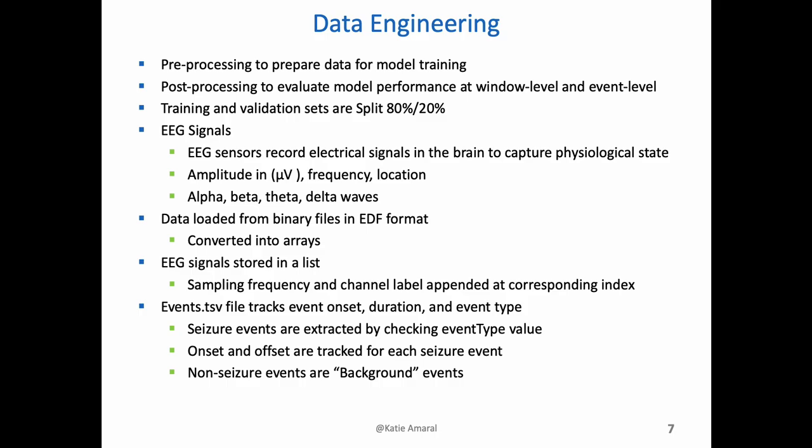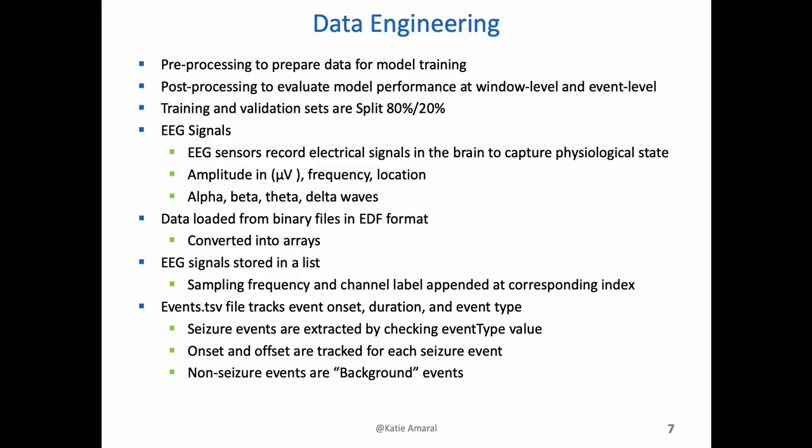EEG sensors record the electrical signals in the brain, characterized by amplitude in microvolts, frequency in hertz, and location, as well as many other properties. These measurements capture alpha, beta, theta, and delta waves of the brain to detect physiological state, such as awake, asleep, or activity. The data is loaded from EDF files and converted from binary into arrays. The EEG signals are extracted and stored into a list, and the sampling frequency and channel label are appended to lists respectively at the corresponding index.